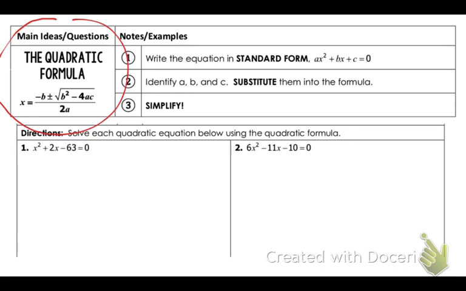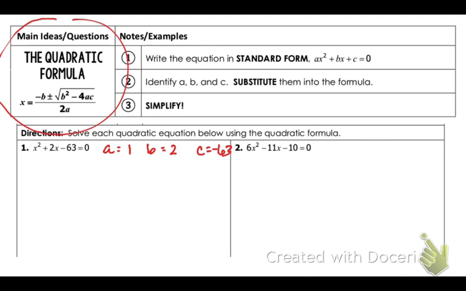So let's start off. Number 1, is this in standard form? It is, so we're good. And now I'm going to identify my A. My A is a 1 because this right here is 1. My B is a positive 2. And my C is a negative 63. Okay, so that has to be identified.